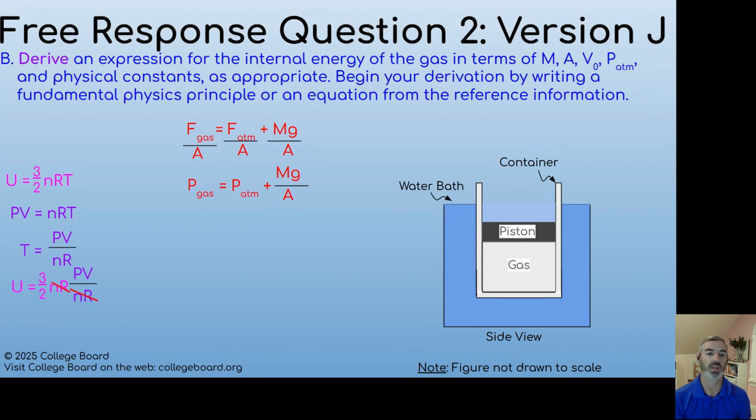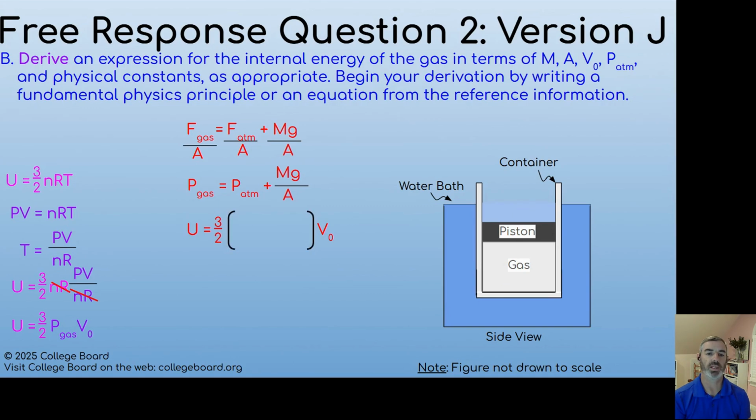So you can see the nRs are going to cancel out, leaving us with U is equal to 3/2 the pressure of the gas times the initial volume. So we're almost to the point where we've solved our equation. Now, we can't use pressure of the gas, but we have an expression for pressure of the gas in terms of quantities we're allowed to use. So let's substitute that in.